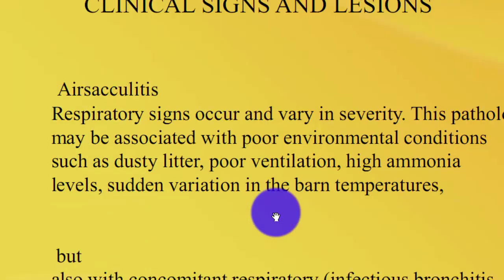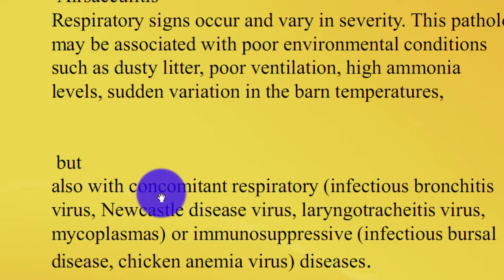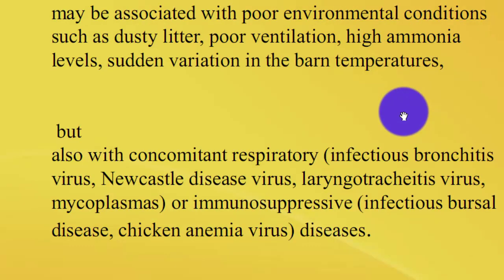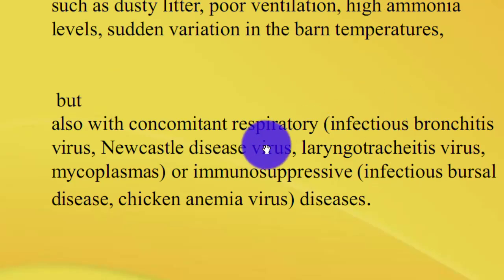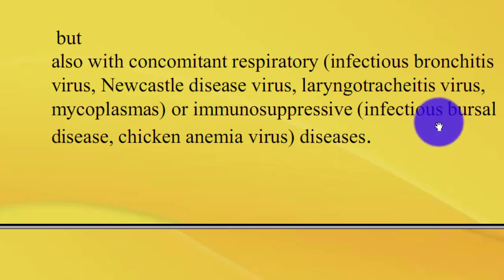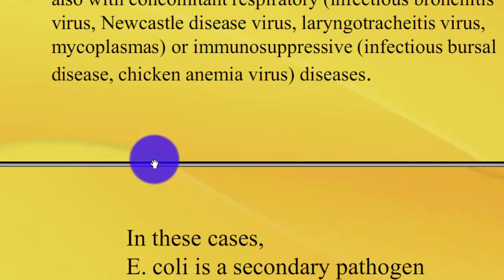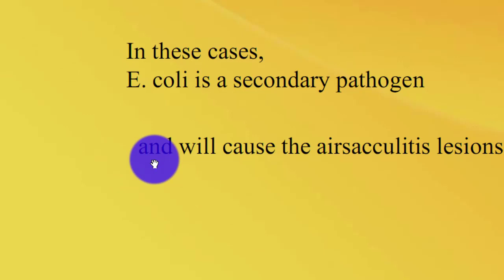Clinical signs and lesions: air saculitis. Respiratory signs occur and vary in severity. This pathology may be associated with poor environmental conditions such as dusty litter, poor ventilation, high ammonia level, sudden variation in the barn temperature, but also with concomitant respiratory infectious disease: viruses such as infectious bronchitis virus, Newcastle disease virus, laryngotracheitis virus, mycoplasma, or immunosuppressive diseases such as infectious bursal disease and chicken anemia virus disease. In these cases, E. coli is a secondary pathogen and will cause the air saculitis lesions.